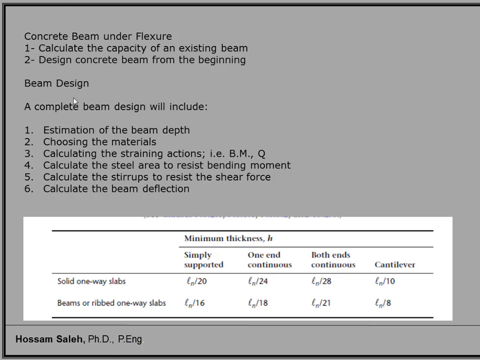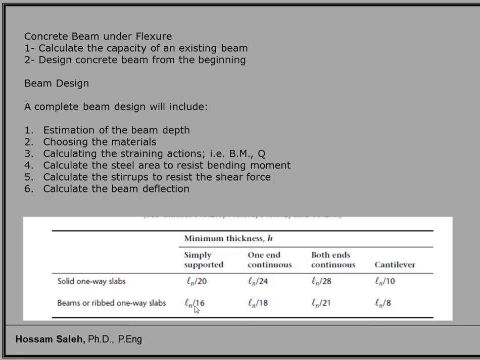So we have to estimate the beam depth, and estimating the beam depth will be based on a few items. Number one is based on the Canadian code A23.3-04. The depth of the beam can be L, the clear span of the beam, divided by 16, or L over 18 if it's one end continuous.